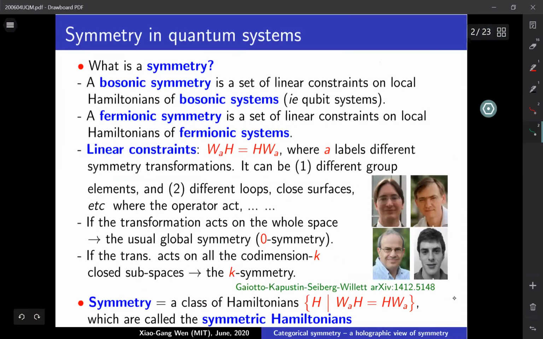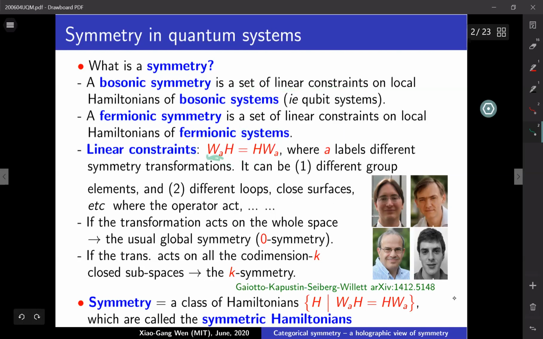First, let me just review what symmetry is. Everybody knows what symmetry is, but here I want to emphasize that symmetry is really just a set of constraints. Sorry, not local, it's a set of linear constraints. It's really in this form: we have a symmetry transformation which commutes with a Hamiltonian, and that gives us a linear constraint on the Hamiltonian.